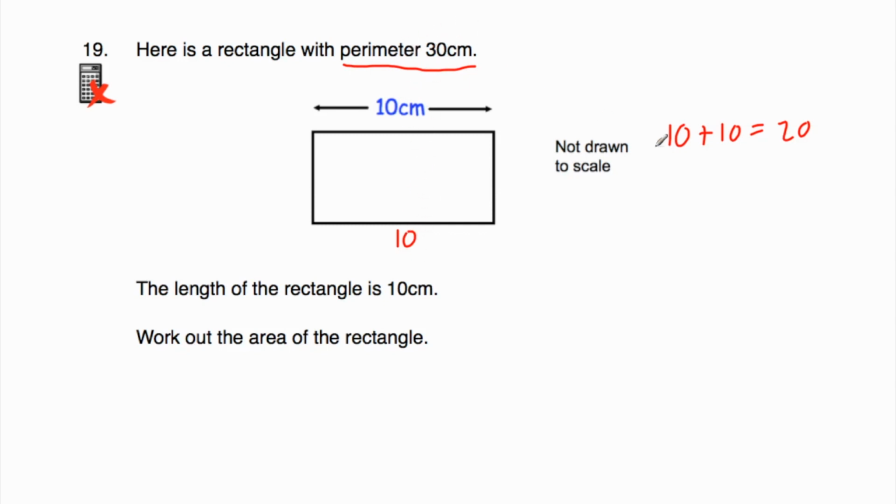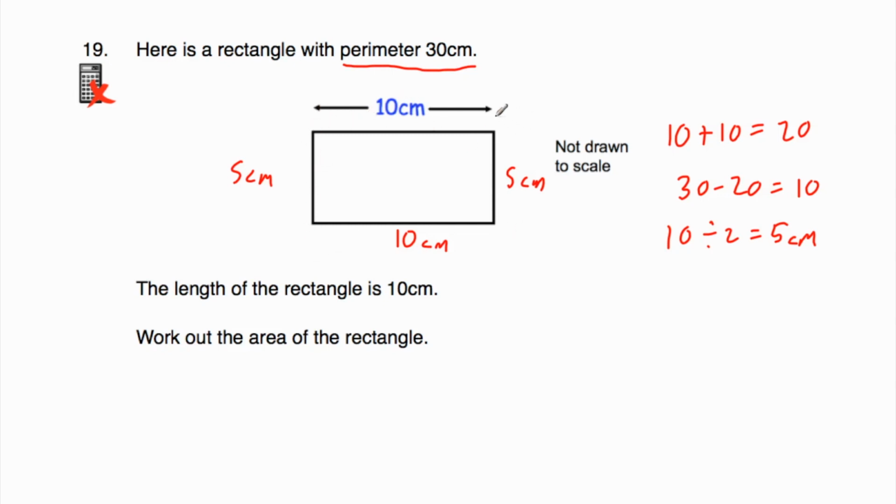Now the whole perimeter is 30, so if we do 30 take away 20, that would tell us that there's 10 centimetres left for the other two sides. And if we divide that by 2, because they're both the same, 10 divided by 2 is equal to 5 centimetres. So that means the left-hand side must be 5 centimetres, this width, and this width is equal to 5 centimetres also. So that is the length and the width of the rectangle. It's got a length of 10 centimetres and a width of 5 centimetres.